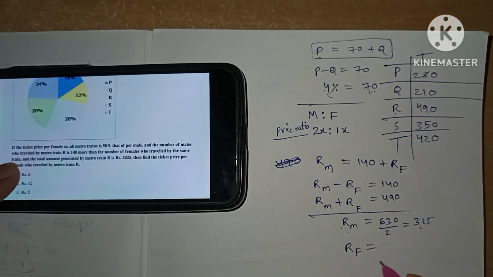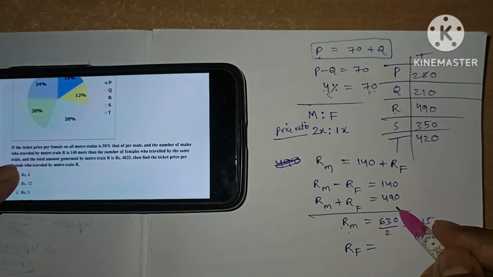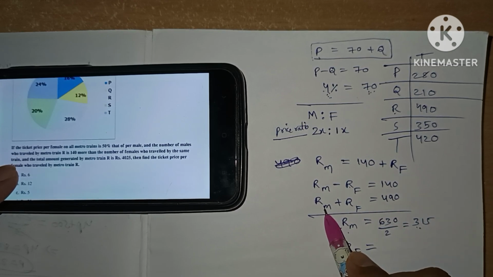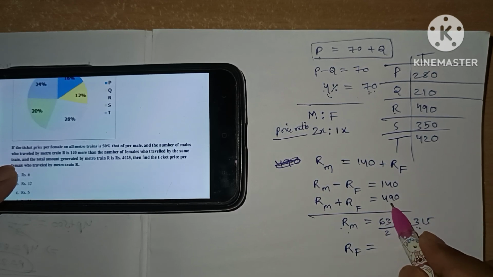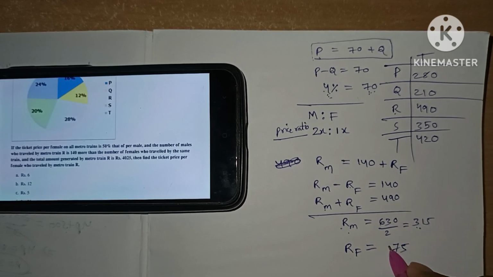If we need to find the value of RF, we do subtraction of these two divided by 2, or else we have 315 for RM. So how much do we need to add to make it 490? That means 175. So in metro train R, number of males is 315. In metro train R, number of females is 175.